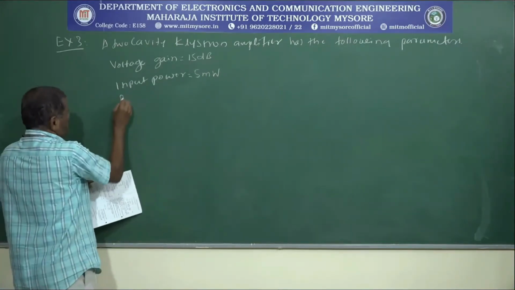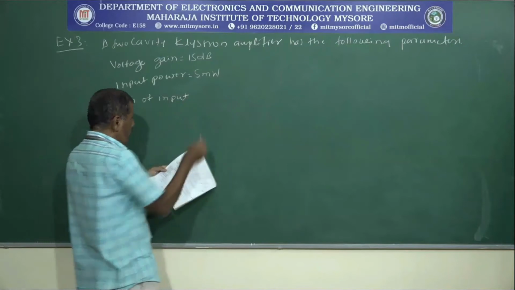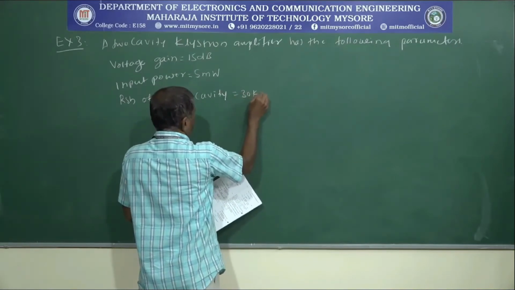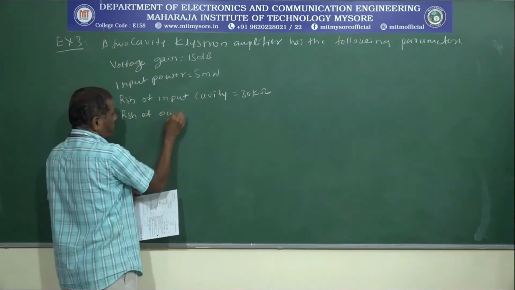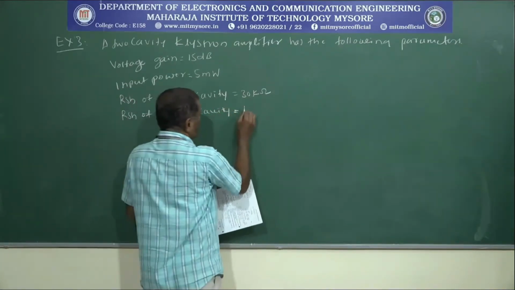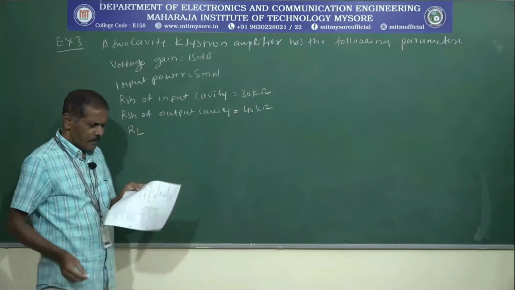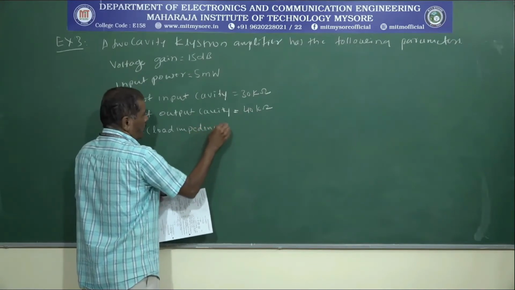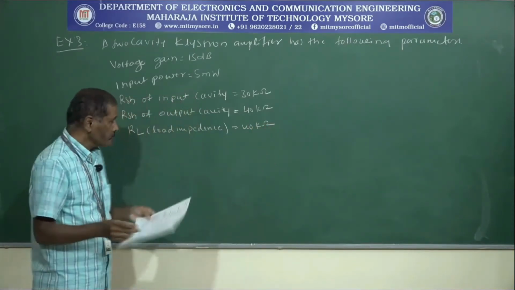and RSH, shunt resistance of input cavity, is equal to 30 kilo ohms, and RSH of output cavity is equal to 40 kilo ohms, and RL, that is load impedance, is given equal to 40 kilo ohms.